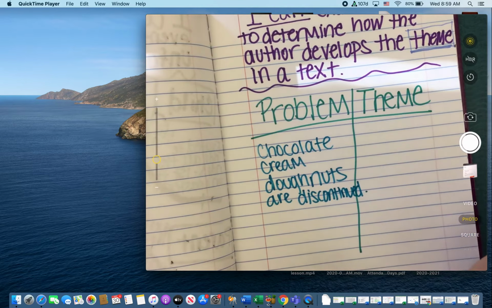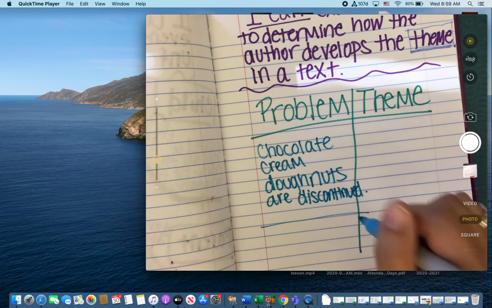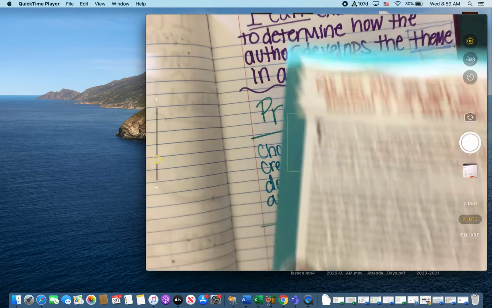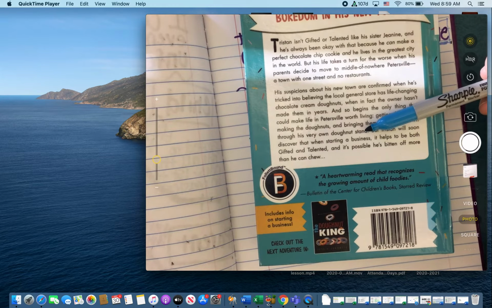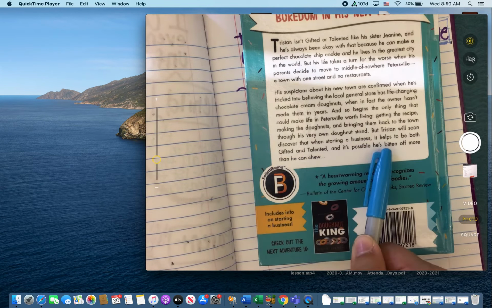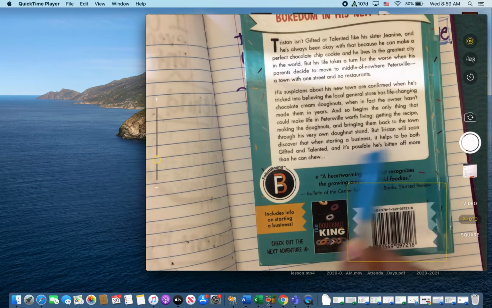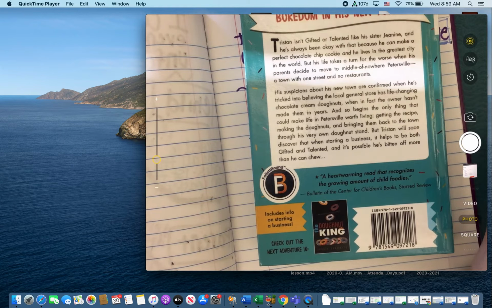So no longer being made. All right, so there's problem number one. We kind of almost have a second problem because they give us this foreshadowing that in an effort Tristan takes to revive the donuts and make a donut stand of his own. It says, but Tristan will soon discover that when starting a business, it helps to be both gifted and talented. And it's possible he's bitten off more than he can chew.